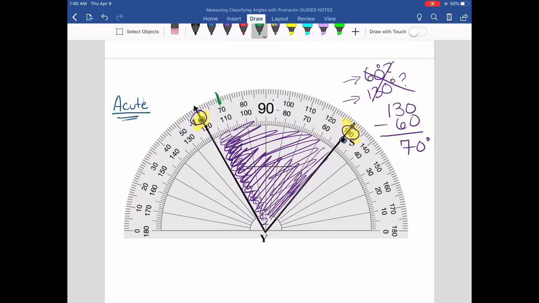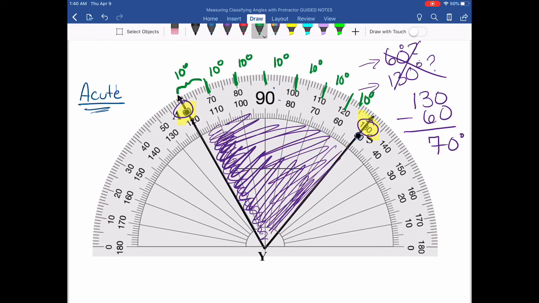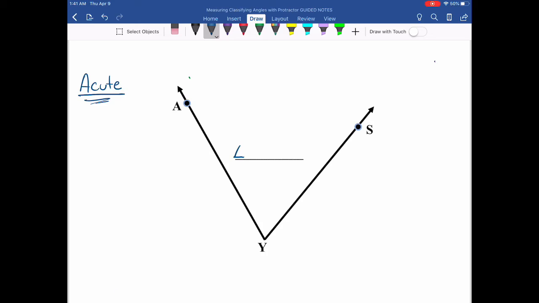Okay, from here to here, that's 10 degrees. There's another 10 degrees. There's another 10. You don't have to go by 10, but I'm just doing this to break it down a little bit. And then you'll notice that we've got 7 10s. So we've got 10, 20, 30, 40, 50, 60, 70 degrees there. So I could say that that's a 70-degree angle for sure. No doubt about it. Okay, so now we're ready to write down what the measurement of this angle is.